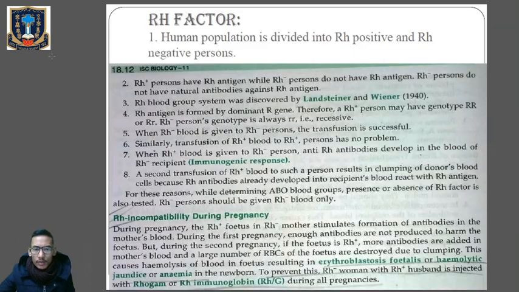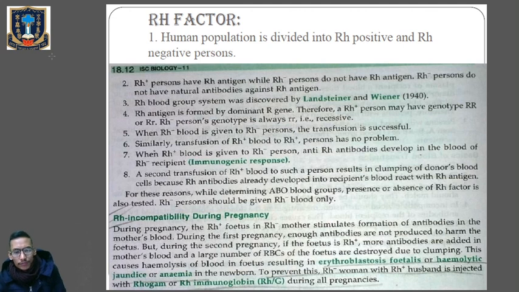Now we will talk about the Rh factor because we know we have got blood group positive or negative. So this positive or negative blood group depends on the presence of Rh factor or the rhesus factor. So Rh positive persons have Rh antigens, while those who are Rh negative don't have the Rh antigens. Clear? And Rh negative persons do not have natural antibody against Rh antigens. Now the Rh blood group system was discovered by Landsteiner and Wiener in 1940. Now Rh antigen is formed by the dominant R gene, and this particular Rh factor was mainly found in the rhesus monkey also.